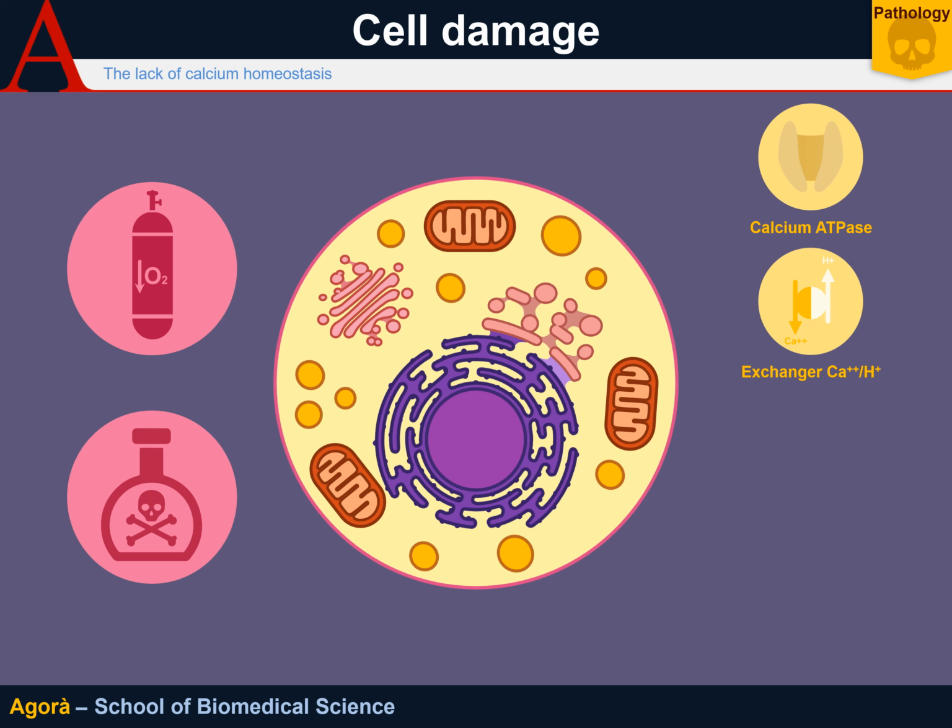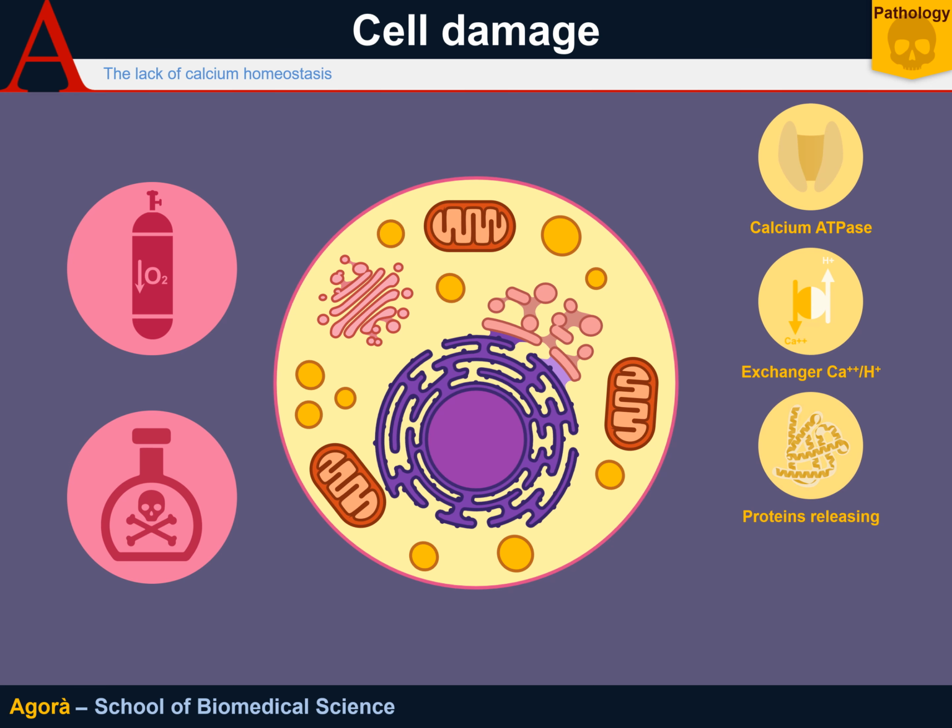This exchanger normally expels H+ ions from the intermembrane space into the cytoplasm and then carries in calcium. However, when the proton gradient is dissipated, in other words, when there's mitochondrial damage, this exchanger does the opposite, thus filling up the cytoplasm with calcium.